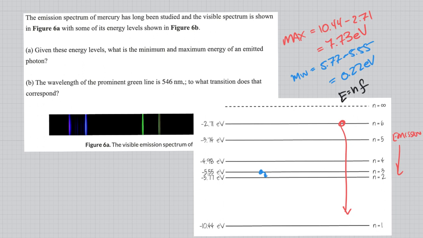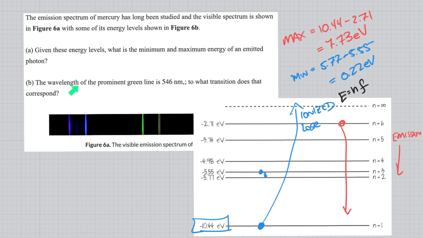If I have an electron in my ground state and it gets 10.44 electron volts of energy, it's actually being ionized. Okay, so we lose that electron. So the highest form of energy, or the highest energy level it could have, is this 2.71. If there's an electron here, it only needs 2.71 electron volts to be ionized. But if it drops all the way back down here, it went from 2.71 to 10.44.